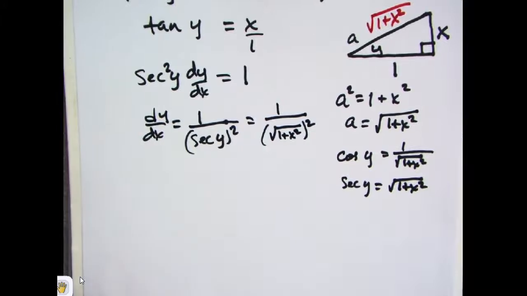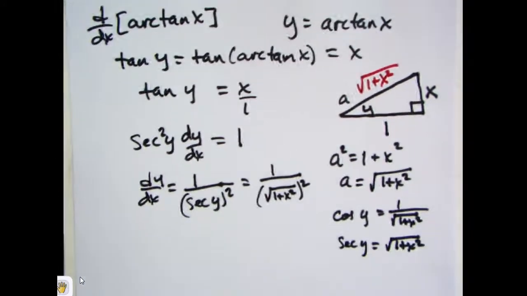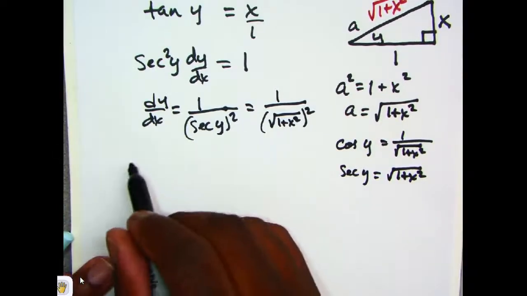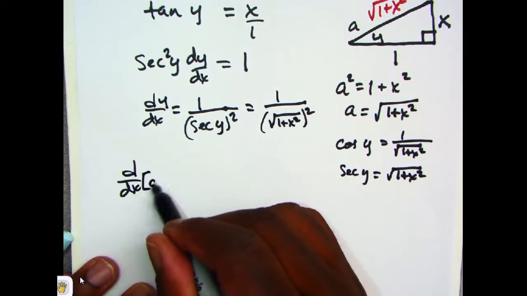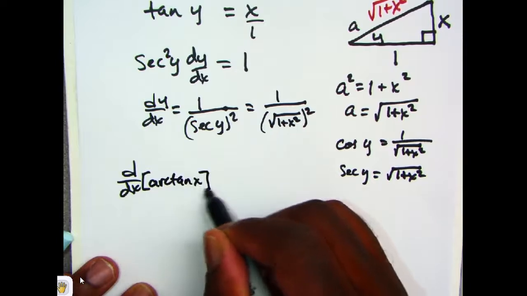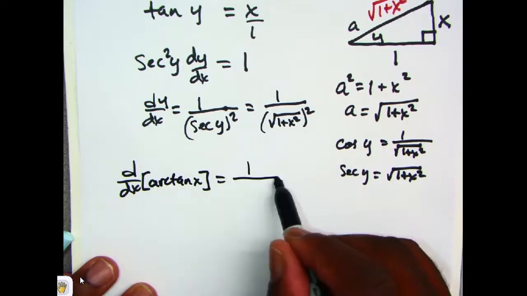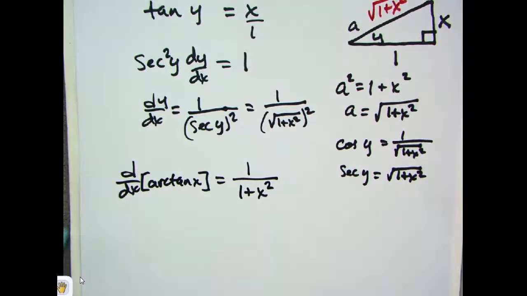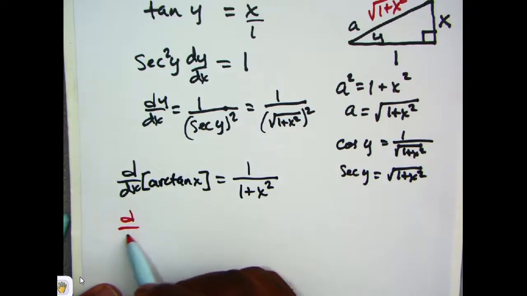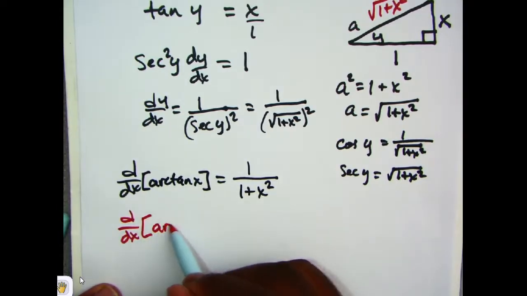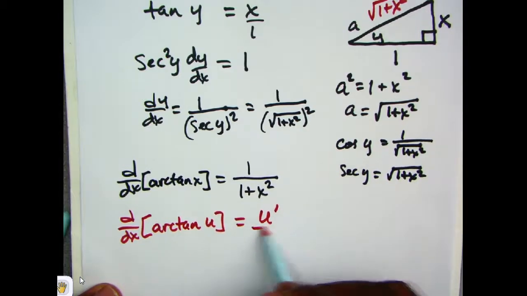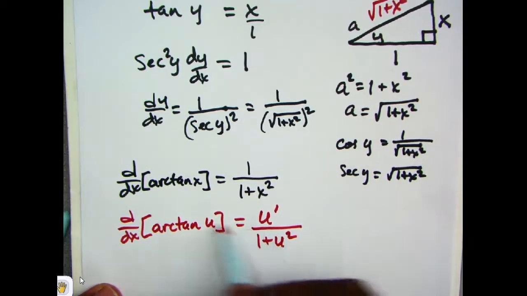All right, so the derivative of arctan of x is equal to 1 over 1 plus x squared. The derivative of arctan of u is going to be u prime over 1 plus u squared.